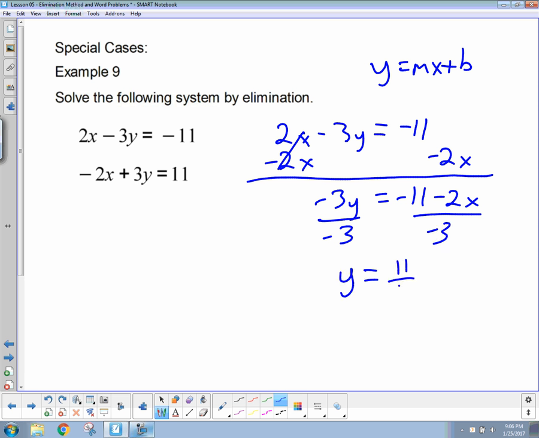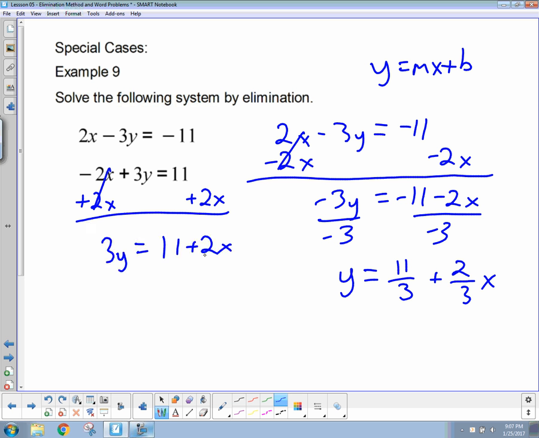Okay, let's check something here. Let's solve for this one. I'm just going to feed off of this, so I want to add 2x to both sides. Okay, let's see. So those cancel. 3y equals 11 plus 2x, divide by 3. And if I did my little heart pretzel thing, I get 11/3 plus 2/3. Oh, they're the same. This is the same line.